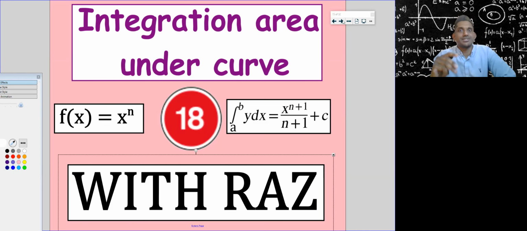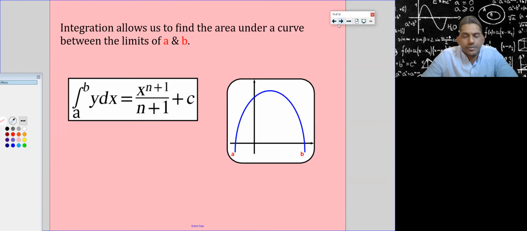I'm your host, Mr. Raz, and today we'll be looking at integration of the area under a curve. So you'll have seen the other two videos where you were introduced to integration. What happens now is that we see the main use of it, which is that we have a curve and find the area underneath it.